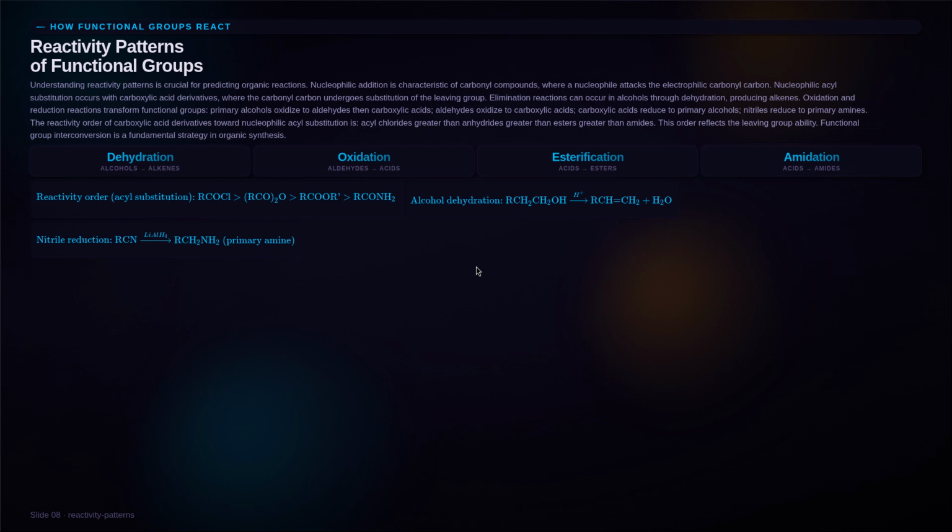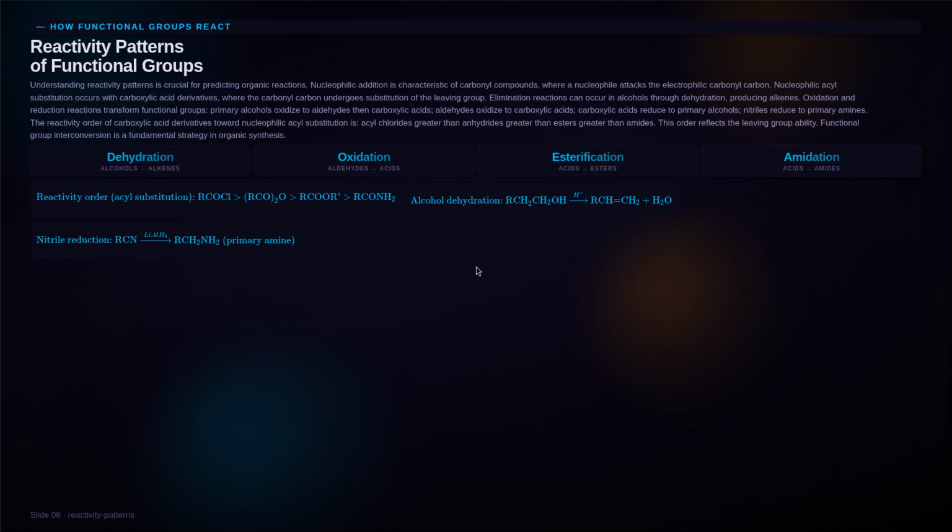Elimination reactions can occur in alcohols through dehydration, producing alkenes. Oxidation and reduction reactions transform functional groups. Primary alcohols oxidize to aldehydes, then to carboxylic acids. Aldehydes oxidize to carboxylic acids. Carboxylic acids reduce to primary alcohols.